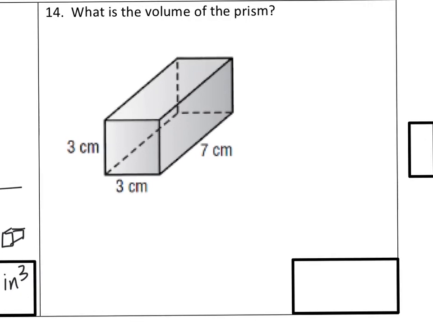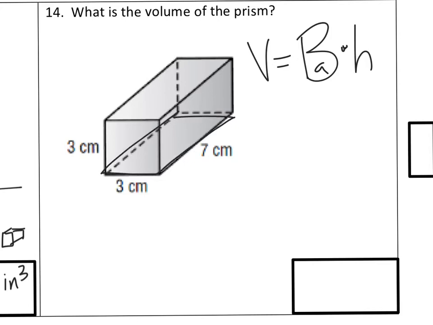14, what is the volume of the prism? Again, we're doing a volume question, so our base area times our height should get us the answer. Now what's changed? Well, now we don't have a cylinder, we have a rectangular prism. The nice thing about a rectangular prism is you can use any side as its base. Any side can be the base. So we'll just use the bottom as the base.